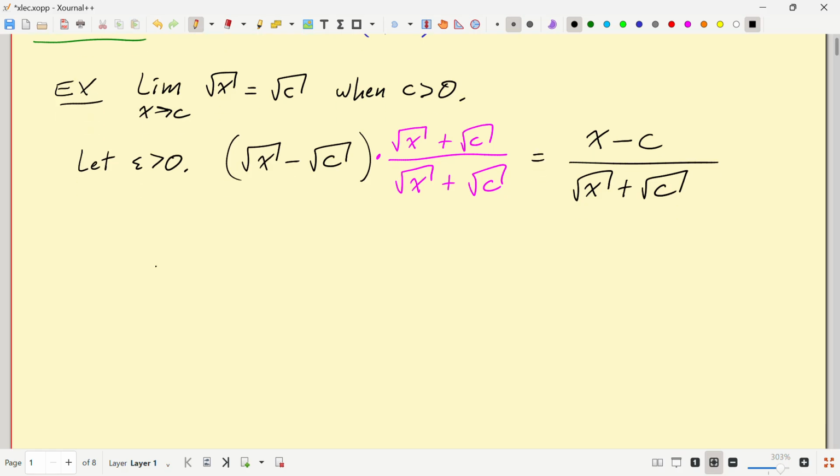And so, using that trick, by the way, I'll give you some practice problems where that trick is appropriate for the exam. But using that trick, I can see that the distance between the square root of x and the square root of c is |x minus c| over the sum of the square roots, and that's what I'm going to have to make less than epsilon. I have to choose a delta to make this happen.